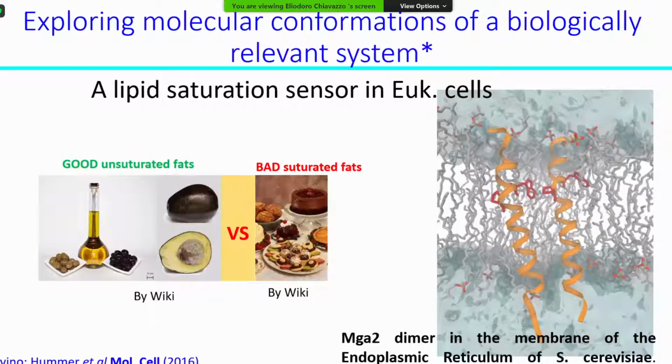And this was, for instance, applied to a system. This is a dimer, MGA dimer, which is known to be in the lipidic layer of eukaryotic cells. And it was recently demonstrated that this plays a very important biological function. This is a lipid saturation sensor. In fact, it is a molecular sensor.